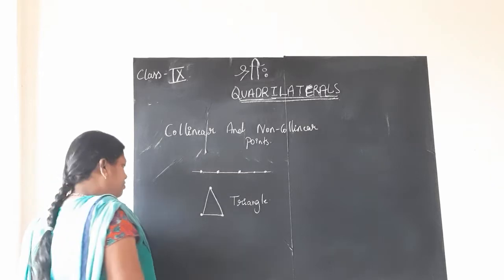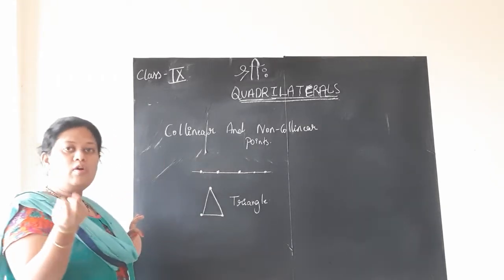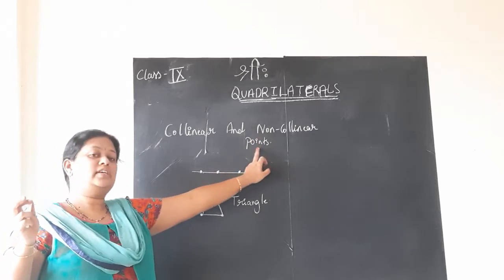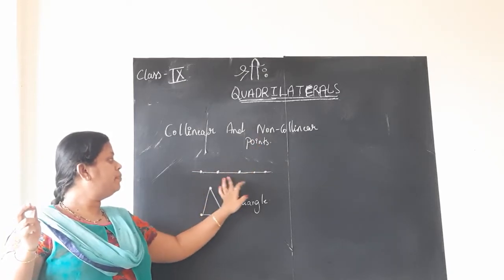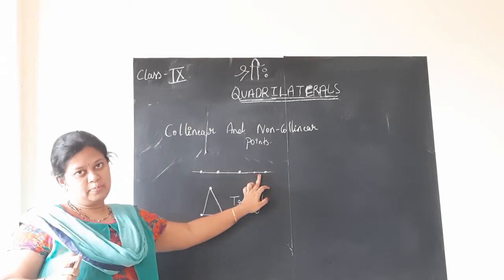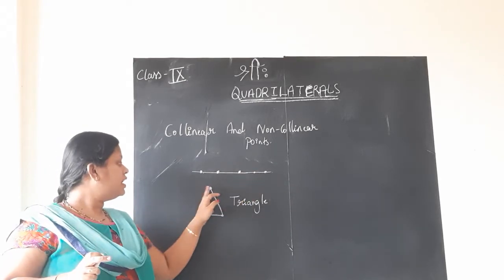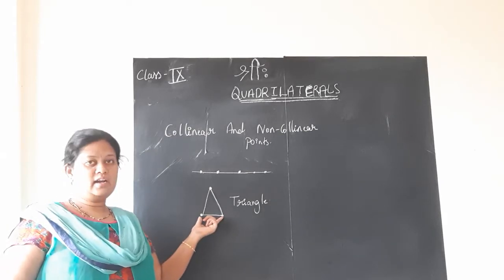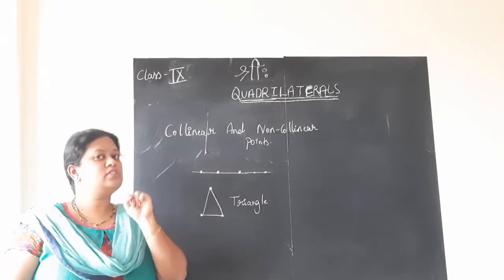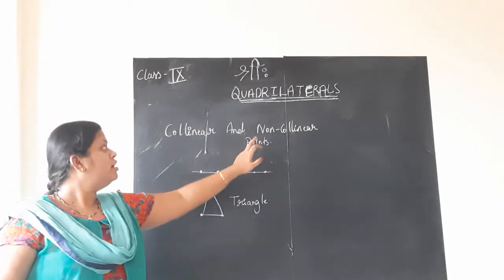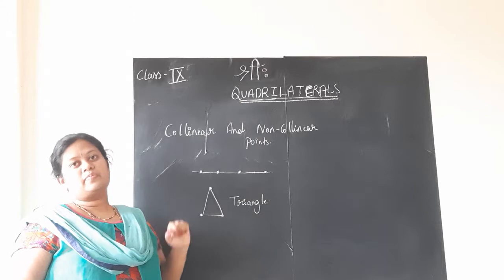Similarly, consider non-collinear points. You know, collinear means all the points are in a straight line. If the points are not in a straight line, see, these 2 points in the case of a triangle are collinear, whereas the third point is not collinear. So now all the 3 points together are called non-collinear points.